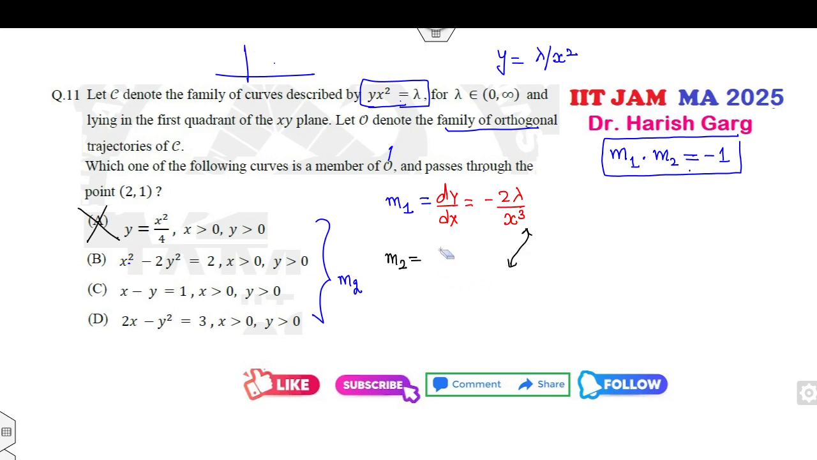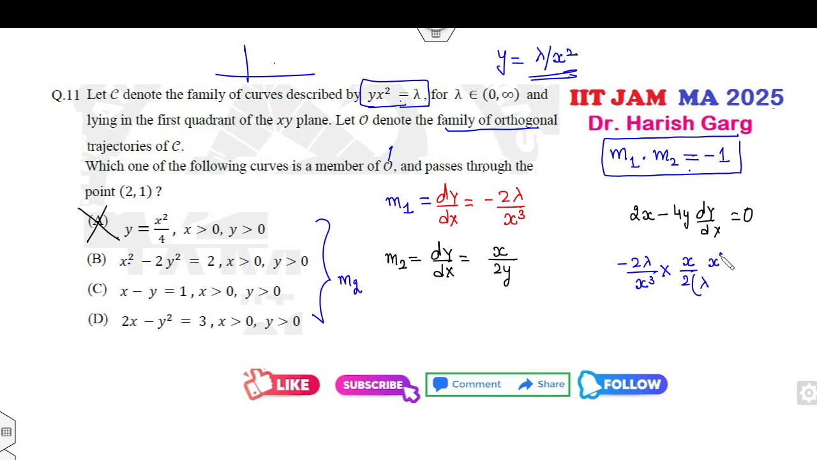Now look at the second option. How can you find the derivative of this? It will be 2x minus 4y dy over dx, which is 0. So what is the value of m2? Dy over dx will be x divided by 2y. Now, whether the product is satisfied: if you multiply them, it is minus 2 lambda over x cube into x over 2y. I can substitute the value of y as lambda over x square. Now clearly minus 2 lambda cancels, x cube cancels. The answer is -1. Yes, it's satisfied.